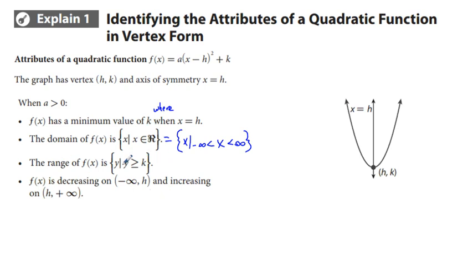And the range is going to be y such that y is greater than or equal to k. So k is our lower boundary here, and so our range is going to go up from k. So y is going to be greater than or equal to k. And then f of x is decreasing on the interval from x is greater than negative infinity to h, and increasing on the interval from h to positive infinity.